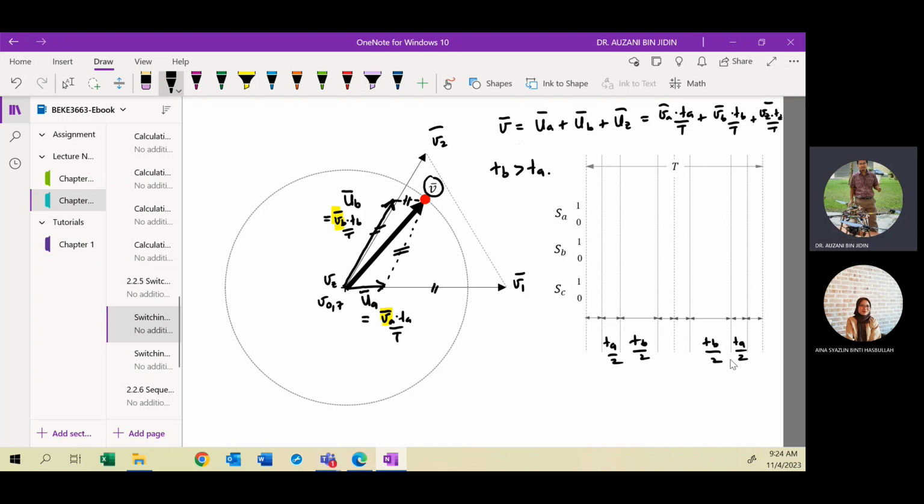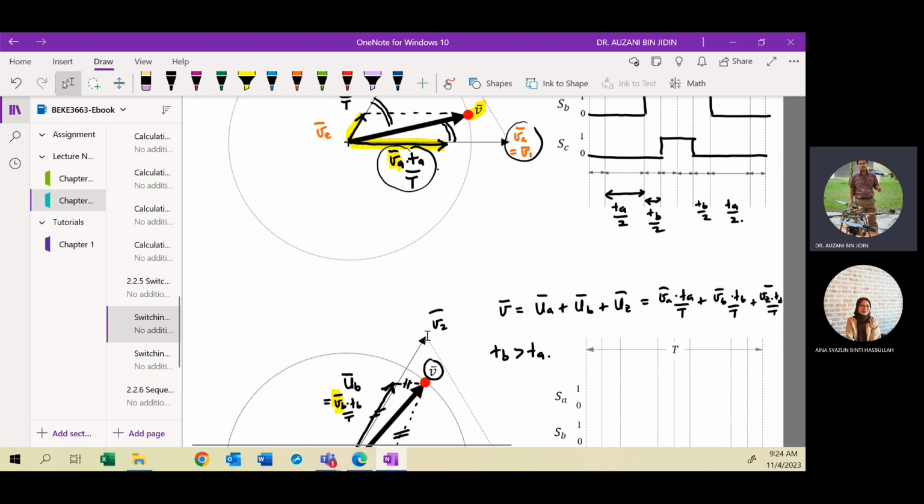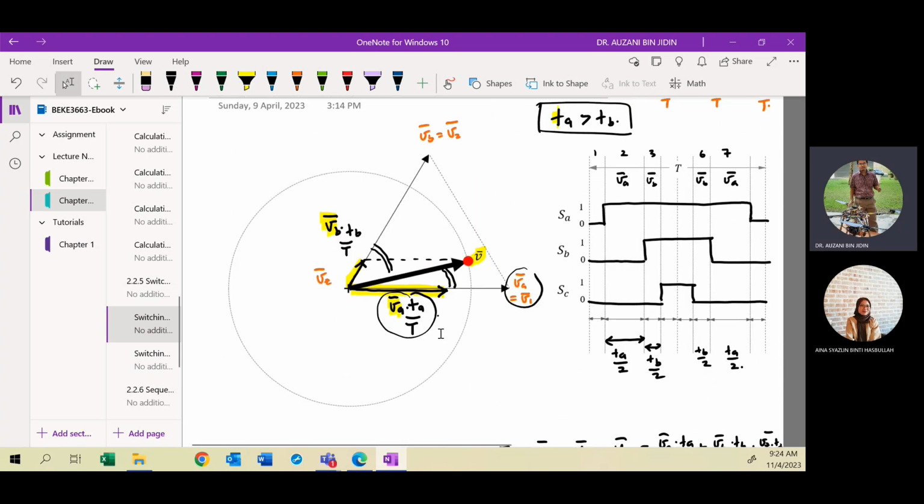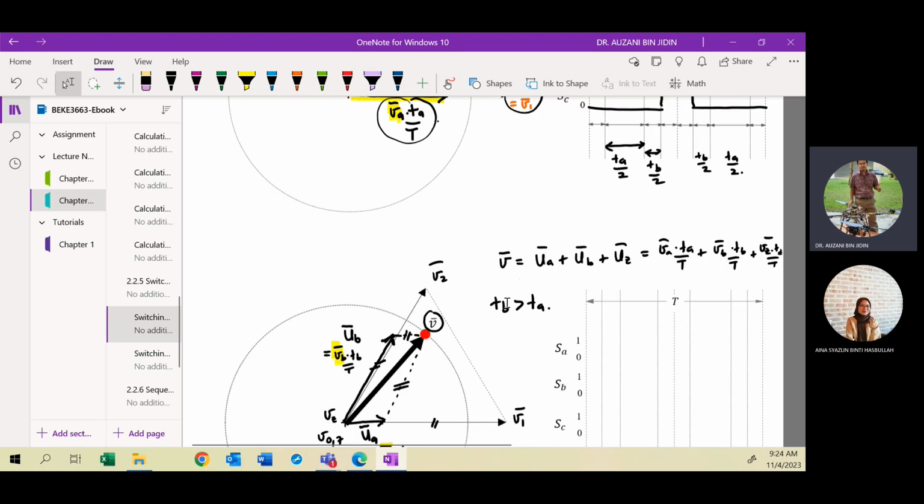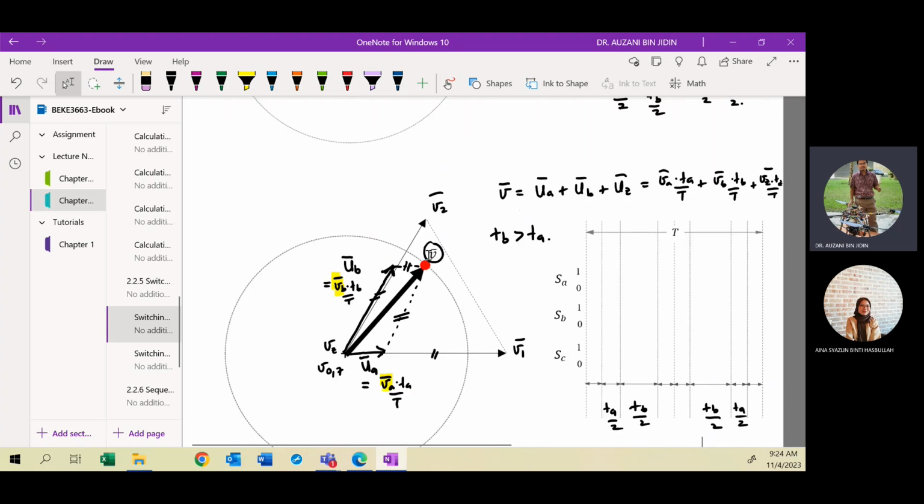Okay, any question? So we study the effect for the space vector when it is close to V1. In this case, when the space vector is close to V2, then you can see the different effect, especially on time, the on duration.